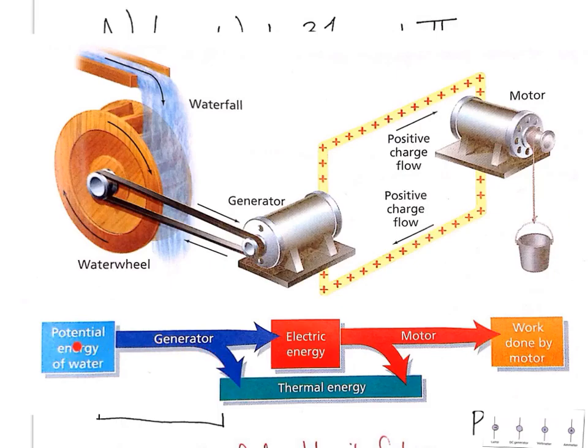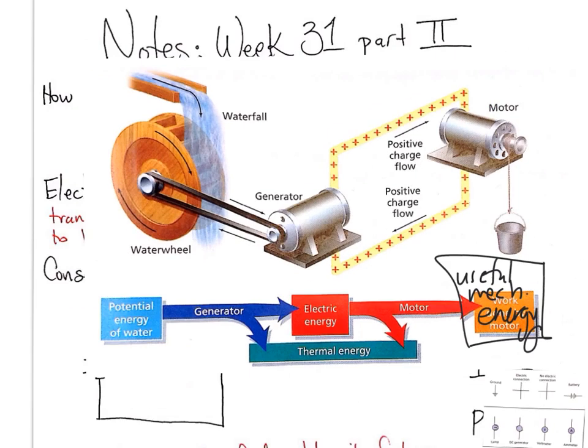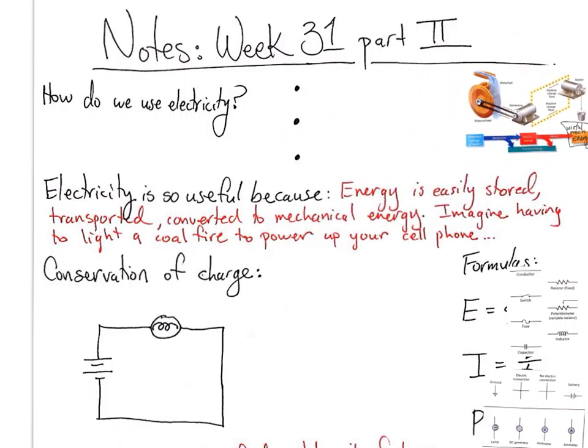The flow chart here says potential energy of water via the generator is turned into electrical energy. There's some energy lost due to heat, so this will never be perfect. If there were 100 joules of potential energy here, you're not going to get 100 joules of useful work out. You'd get something less than that because of this energy lost to heat. The electrical energy then goes through the motor and turns into work done by motor. So this would be useful mechanical energy. And a lot of the time that is what we are using electrical energy for. Okay, so just a little example there.